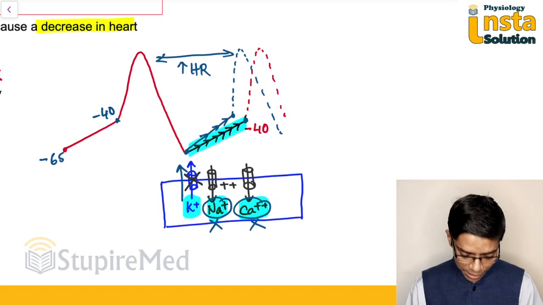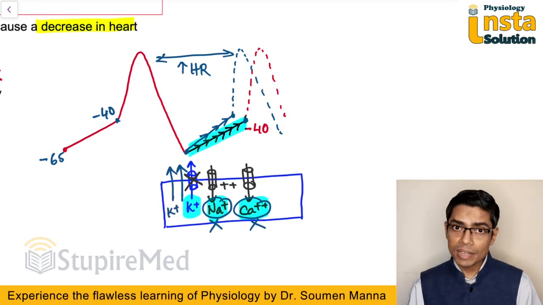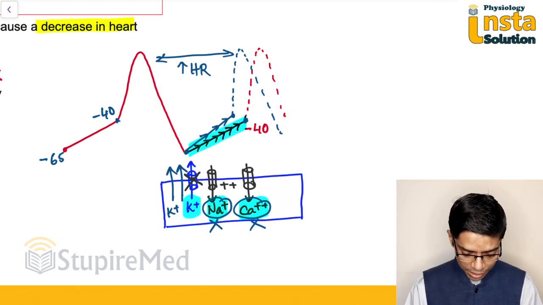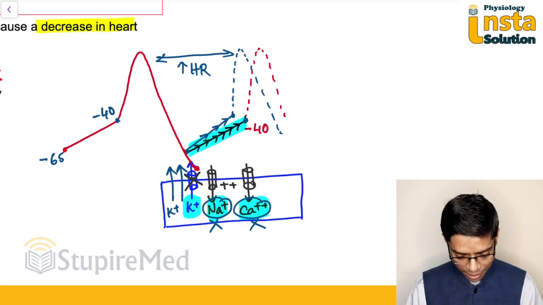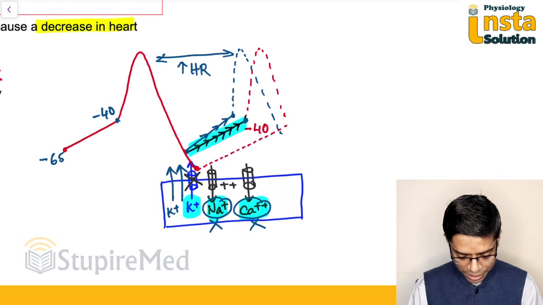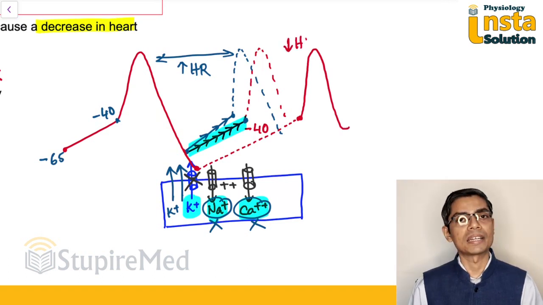heart rate. If there is increase in potassium permeability from the cell, what is going to happen? The cell is losing more positive charge. That means there will be more and more hyperpolarization. Hyperpolarization means it will take a long time to reach the threshold voltage, and the action potential will appear here. This is nothing but decrease in heart rate.